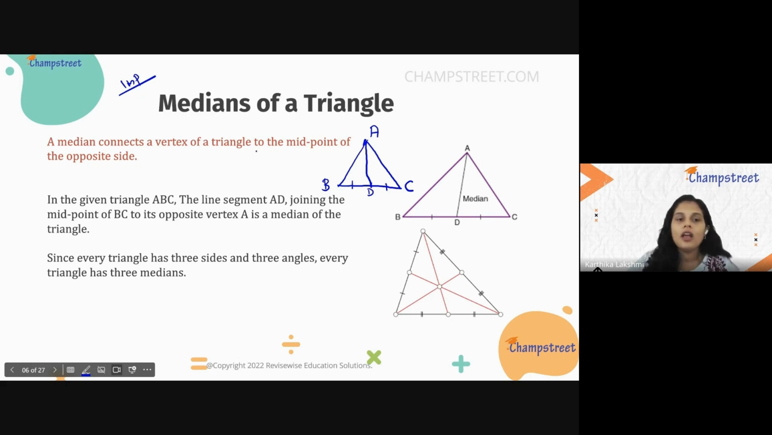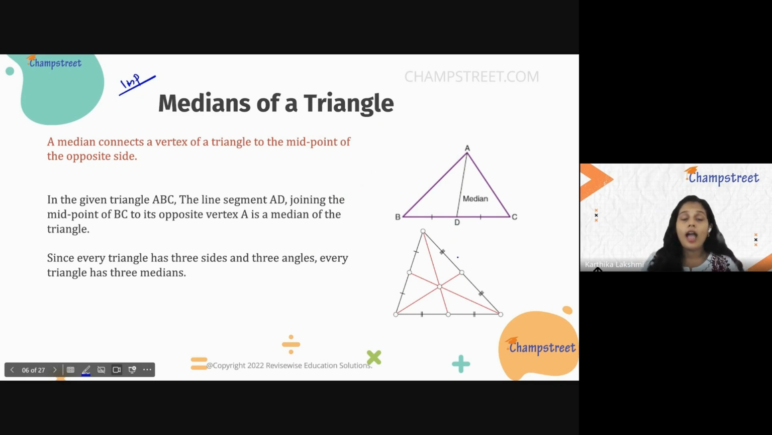So a median connects a vertex, A, which is a vertex of the triangle, to the midpoint of the opposite side. When I take A, BC is the opposite side, right? So the midpoint of BC is D. When I connect A to D, AD is called a median. Here just see this picture. Here you can see a triangle ABC, and here they marked a point D, which is the midpoint of BC, and they connected AD. So AD is the median.